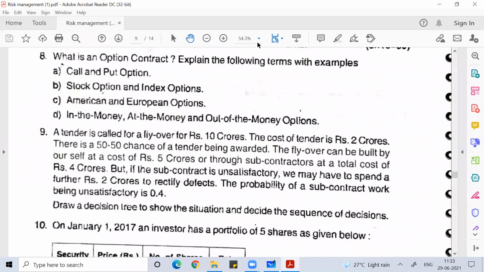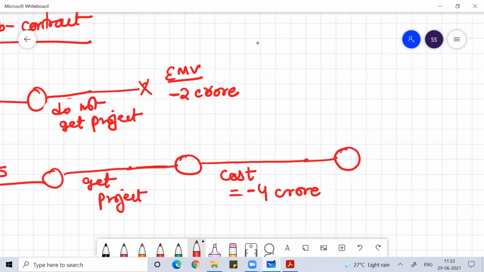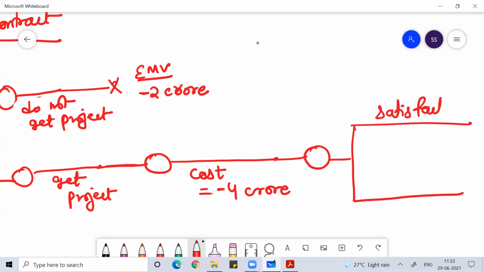Fine. But if the subcontract is not satisfactory... now if I go with subcontract, I need to put a cost of 4 crore rupees. Two things can happen. The work may be satisfactory or the work may not be satisfactory.